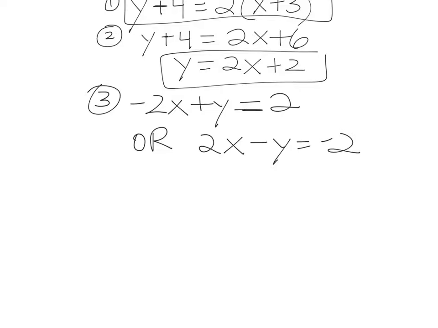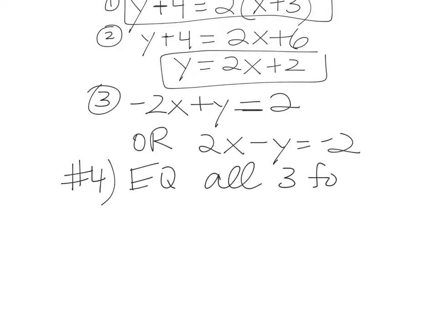Okay, the other type of question, number 4, is one where, instead of a point and a slope, you're given 2 points. But it's just one extra step. So let's say that we want to find the equation, all 3 forms again, for the line that goes through the points -5, 1, and -3, 0.